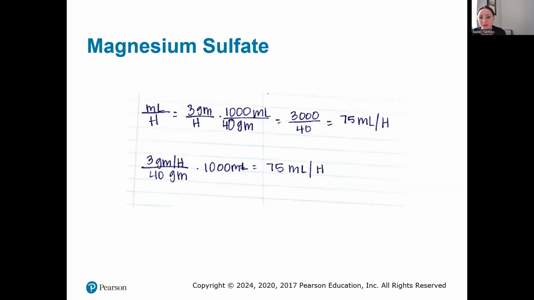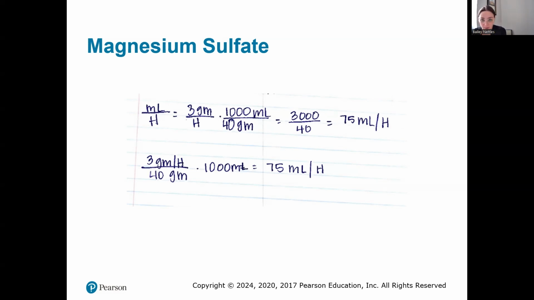Once again, I started with my hours on bottom because that's what I knew I had. Okay, so my 3 grams per hour, I need to cross out the grams. So I have to put my 40 grams over my 1,000 milliliters on top. So then I'm left with the milliliters per hour, multiply across, divide, 75 mils an hour.